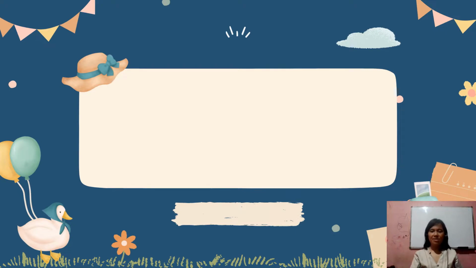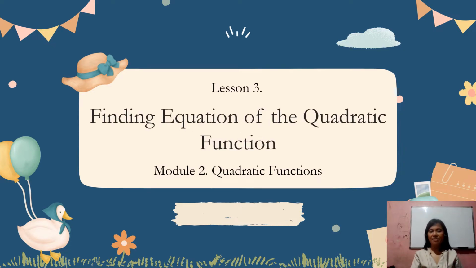Everyone, this is the continuation of Lesson 3, Module 2, and Part 3 na siya. Still finding the equation of the quadratic function. This time, given the table of values. Tapos na tayo sa given the zeros. Tapos na tayo sa given the graph. Table of values naman tayo. Paano nga ba? Okay?